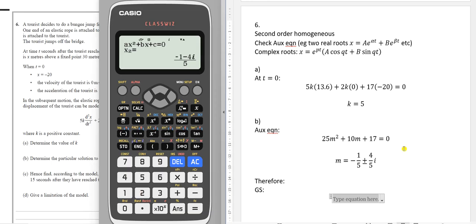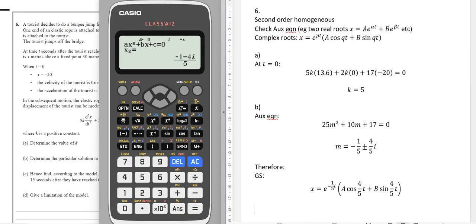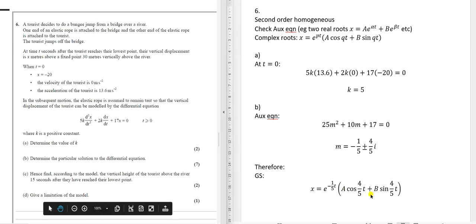Therefore, the general solution we can construct straight away. It's going to be x equals e to the minus a fifth t, times a cos 4/5 t plus b sine 4/5 t. And we've already picked up a bunch of the marks for getting the general solution. They want the particular solution, so we have a little more work to do.